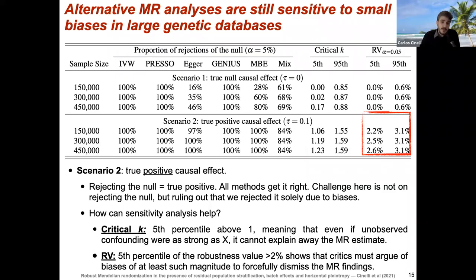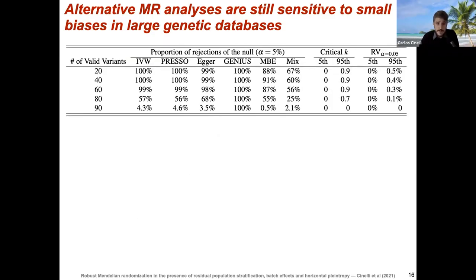And the same thing for the robustness value. So you can see that the 5th percentile of the robustness value is always greater than 2%. And we show that critics would have to argue that biases are at least of such magnitude to forcibly dismiss this MR finding. Okay. And now just one last simulation I want to show you.